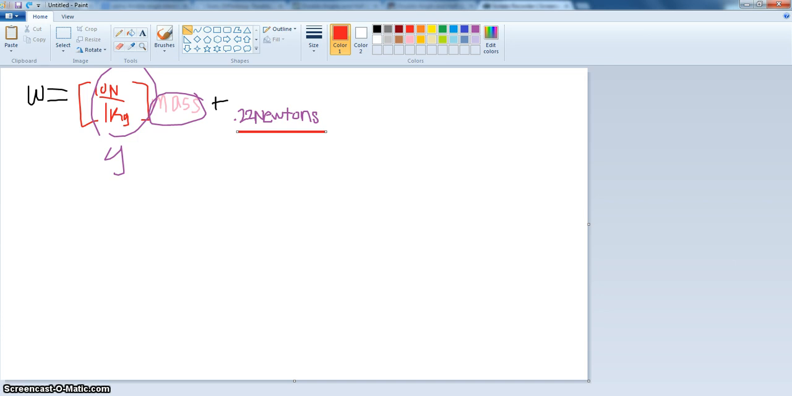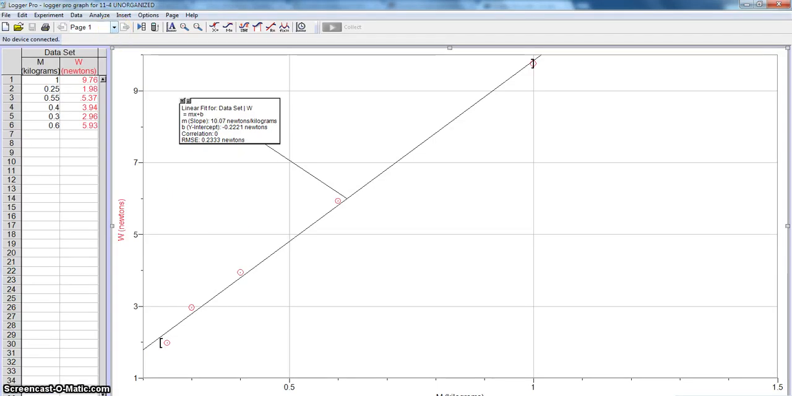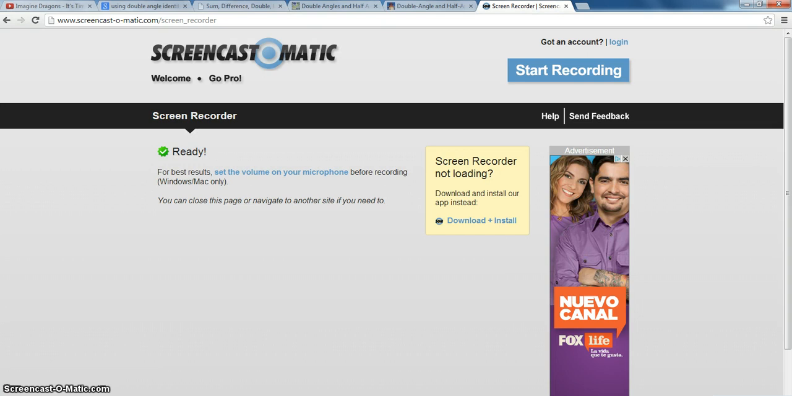So it would be like saying for every 1 kilogram of mass, the object's speed increases. Yeah, that was really badly worded, but I'm really tired, so this is what I learned from my LoggerPro graph. Okay.